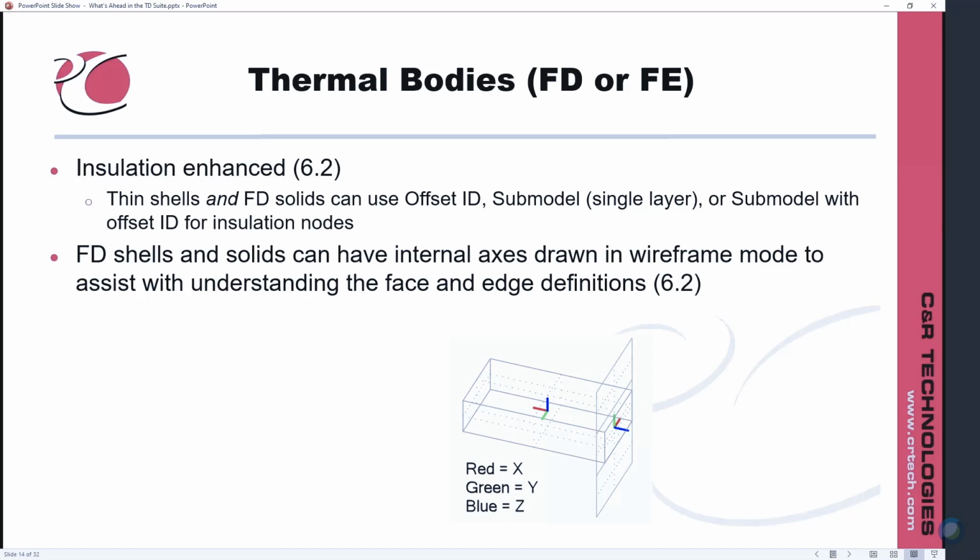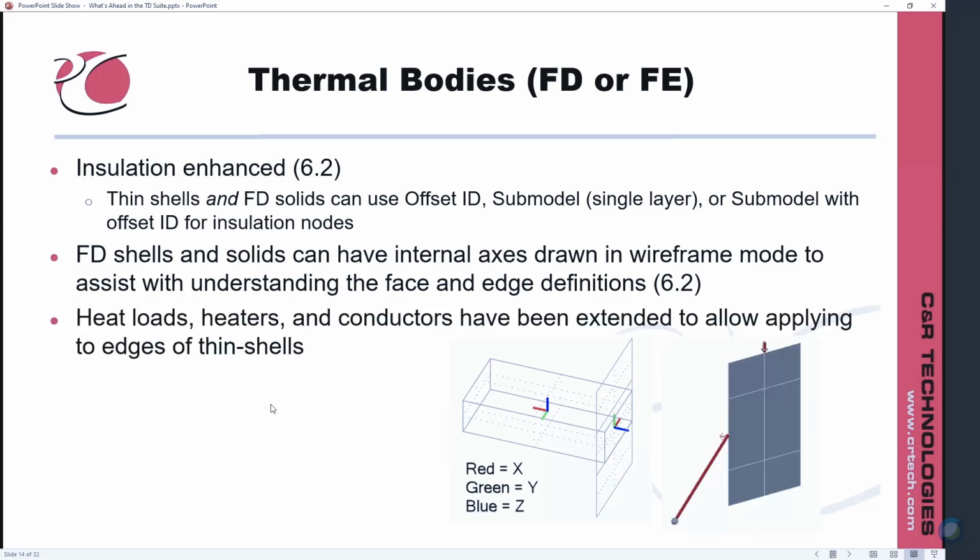For finite difference shells and solids, you can now have the internal axes drawn in wireframe mode. So this helps you understand the face and edge definitions of your system. So when you're making up contactors or heat loads, anything like that, you need to know which is the minimum X and maximum X. So red is X, green is Y, and blue is Z, so that you know which is the correct edge, which is the one you need to apply the contactor to.